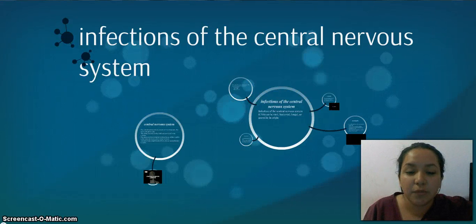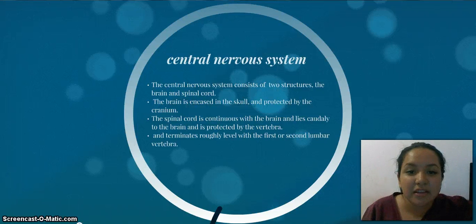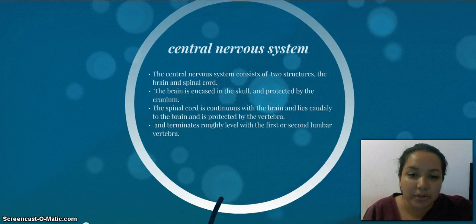Infections of the central nervous system. The central nervous system consists of two structures, the brain and the spinal cord. The brain is encased in the skull and protected by the cranium. The spinal cord is continuous with the brain and lies caudally to the brain and is protected by the vertebra, and terminates roughly level with the first or second lumbar vertebra.